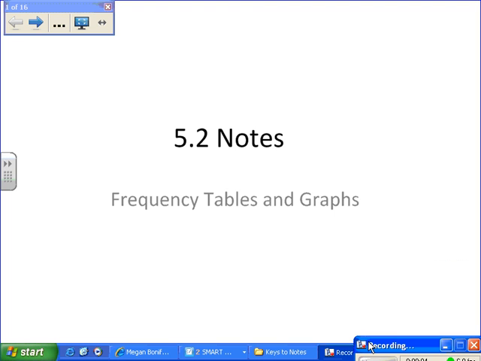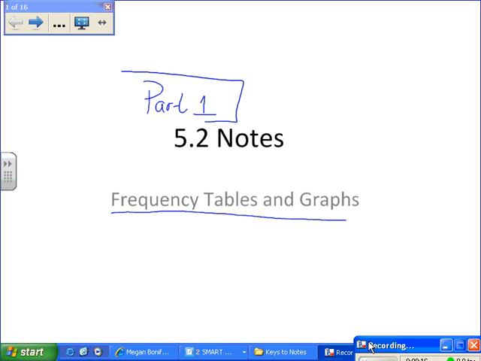This is part 1. We're looking today at how to use tables and graphs to show frequency, and we're just going to go up to a certain part of our notes here, and then we're going to stop, and part 2 will be continued later. Okay, so let's go ahead and get started.